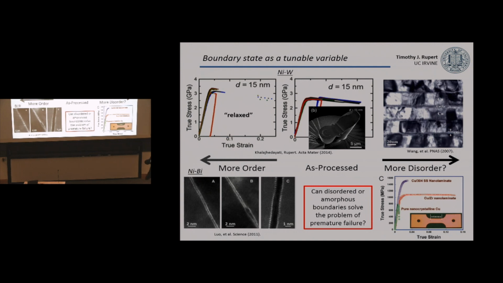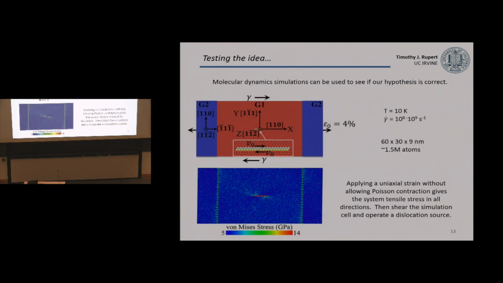So these layers are very disordered. Okay? And what they found when they pulled on these films was that their copper zirconium sample with those amorphous films could be pulled out to much larger strains than the pure copper sample. Okay? So the question we really wanted to ask was, can disordered or amorphous grain boundaries solve this problem of premature failure? Okay? And to test this, we jumped into modeling.